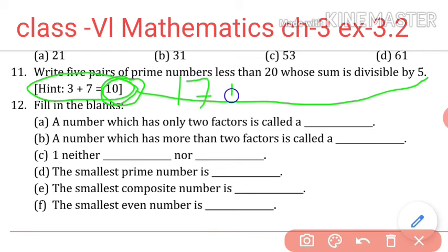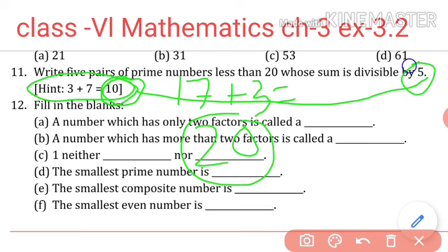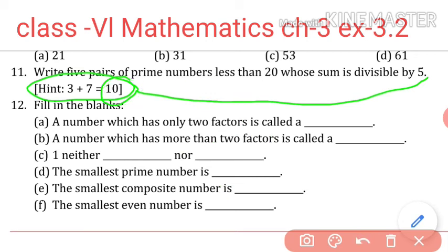Suppose I will give one more example. Suppose 17. 17 is what? Prime number. And 3. Now 17 plus 3 is how much? 17 plus 3 is 20. Now 20 is divisible with 5 or not? Yes, 20 is divisible with 5. So in this way you have to write 5 pairs of prime numbers. So this question number 11 is your homework.